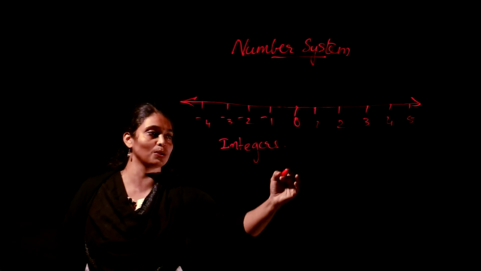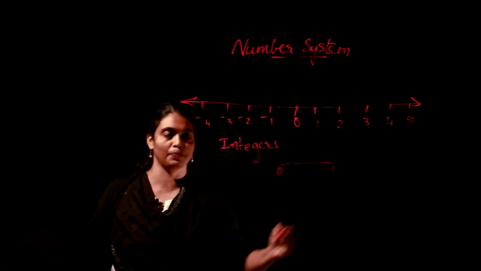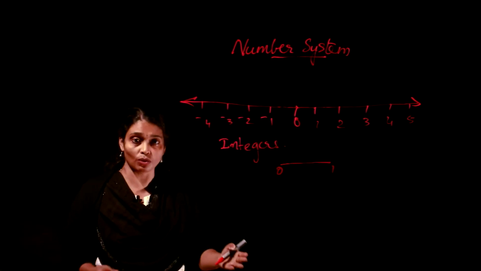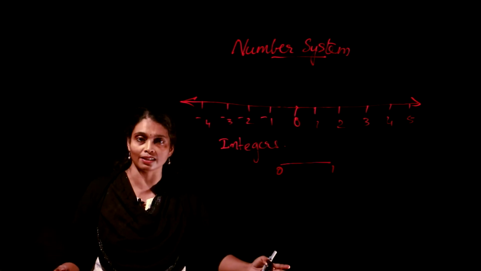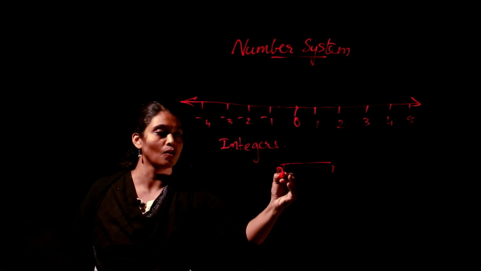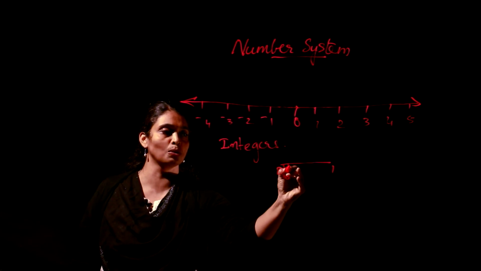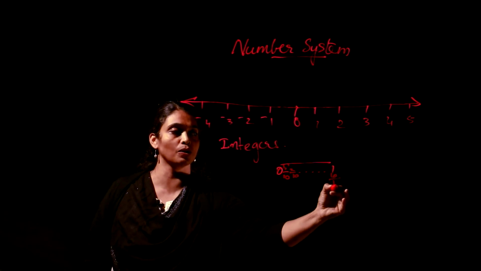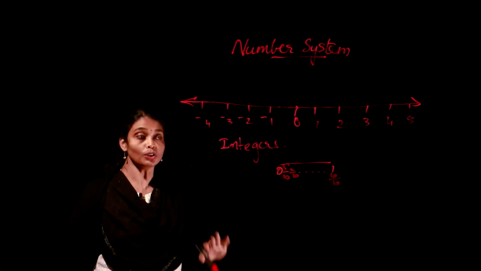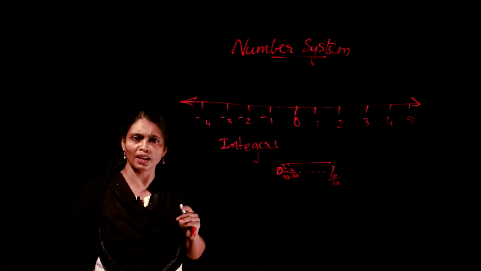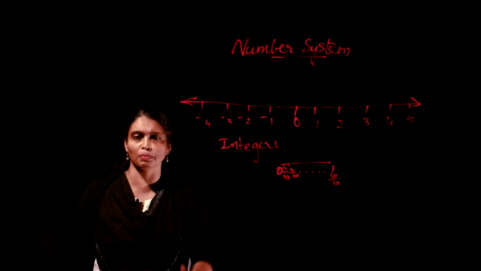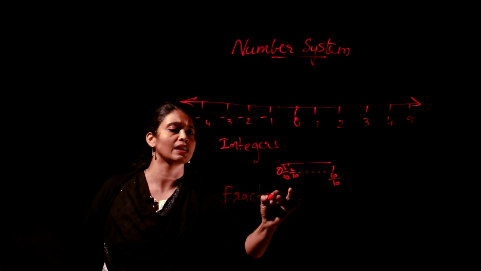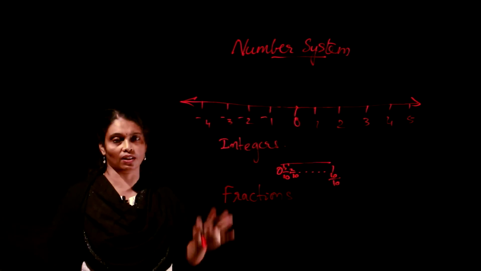So 1 by 2. If you take 0 and 1, you can divide it into many portions. If you want to divide into 10 or 100 or 1000 parts, you will start calling them 1 by 10, 2 by 10, like that, and when you reach 1, you will call it 10 by 10. So it goes like that. What have we learned about this kind of representation? Yes, fractions. So fractions also come on the integer number line.